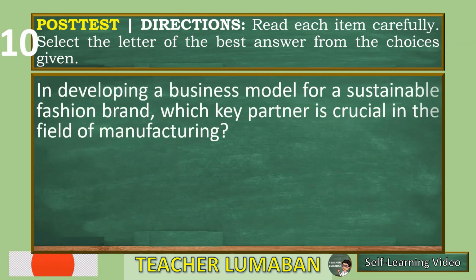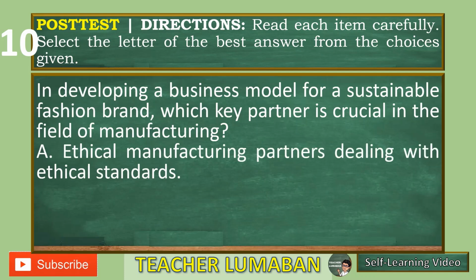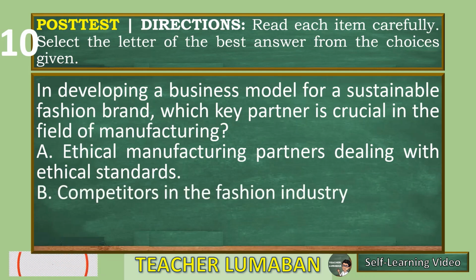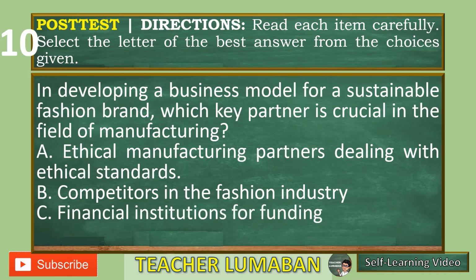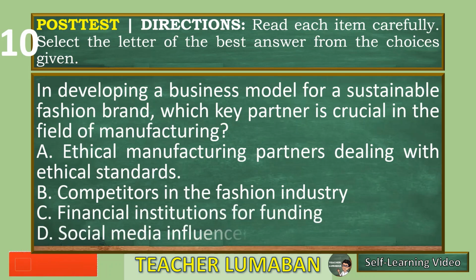In developing a business model for a sustainable fashion brand, which key partner is crucial in the field of manufacturing? A. Ethical manufacturing partners dealing with ethical standards. B. Competitors in the fashion industry. C. Financial institutions for funding. D. Social media influencers.